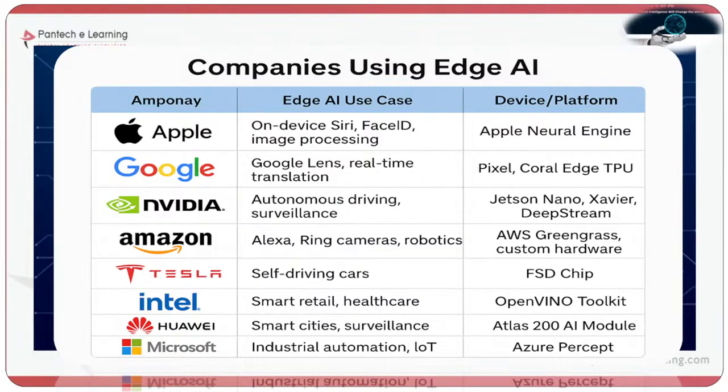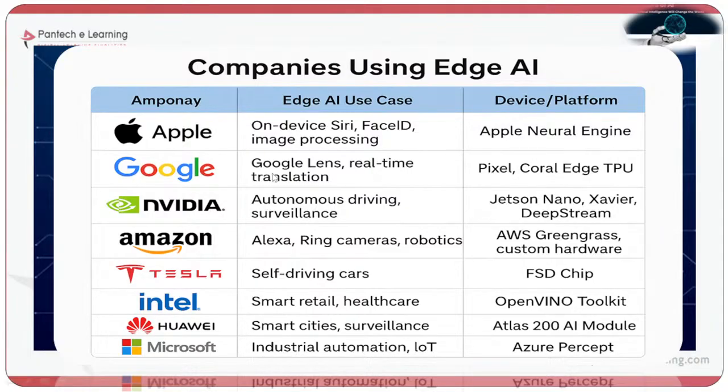But for that, what devices have I taken? Because the main thing here in edge AI is that we should take smart devices, right? Which type of smart devices they are taking, you can see they have taken Apple Neural Engine. Based on that they have done it. And coming to the next one is Google, you can see.